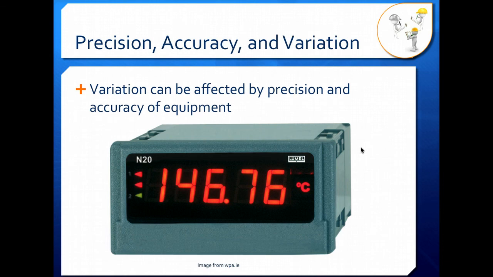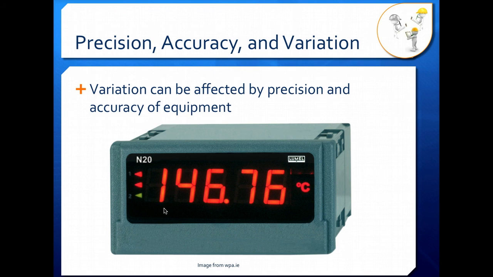The variation in your process can be affected by the precision and accuracy of your equipment. So looking at this temperature gauge here, it reads 146.76 degrees Celsius. That is great if it is actually that accurate. If it is only so accurate that it can tell you within plus or minus 5 degrees Celsius of what your process is doing reliably, then you should ignore basically everything past this 6 right here. So it's really telling you, hey, my process is somewhere around 150 degrees Celsius. I can't get any more accurate than that.